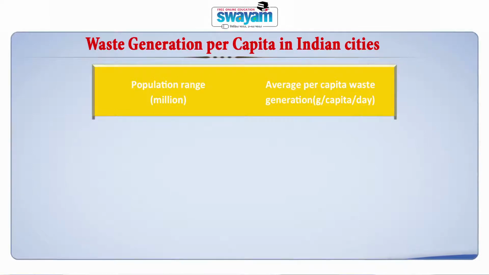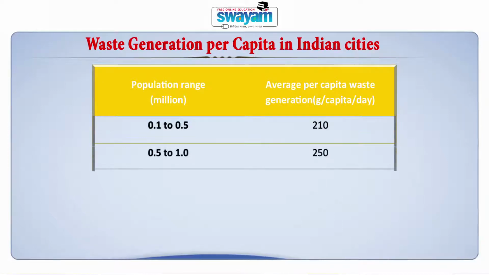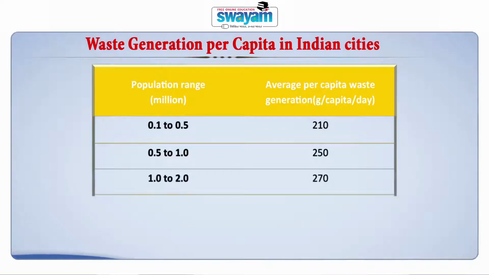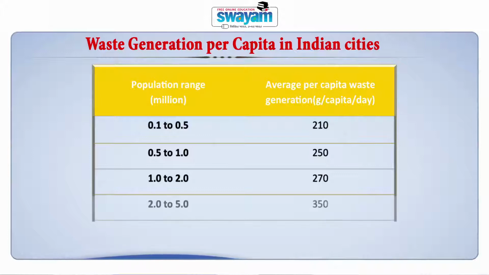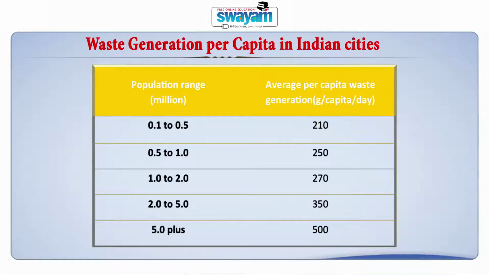According to the data, 0.1 to 0.5 million will result in the generation of 210 grams per capita per day of waste, and 0.5 to 1 million will produce 250, 1 to 2 million will result in the generation of 270 grams per capita per day, 2 to 5 million will generate 350 grams per capita per day, and above 5 million they will generate waste of around 500 grams per capita per day.